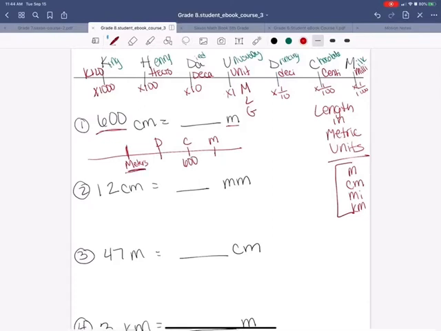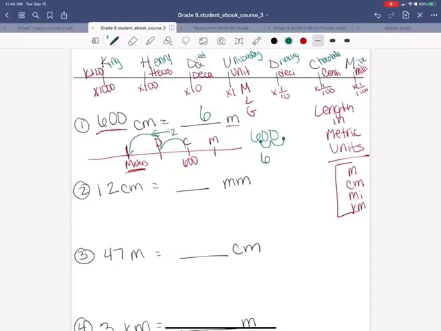Well, as you can see, it takes us moving 2 spaces to the left. So just imagine that 600 has this nice decimal right behind it, because actually it does. It's just imaginary. All right. And we're going to move that decimal 2 spaces to the left. Just like we did in our chart. So once we do that, we're left with 6. So our answer is 6 meters.